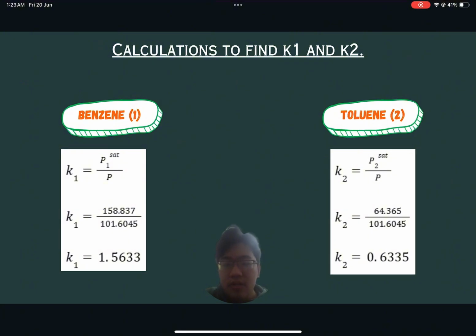Here, we are finding the K values for both benzene and toluene. K1, for benzene, equals P1 sat over P, which is approximately 1.5633. As for K2, for toluene, it is about 0.6335.